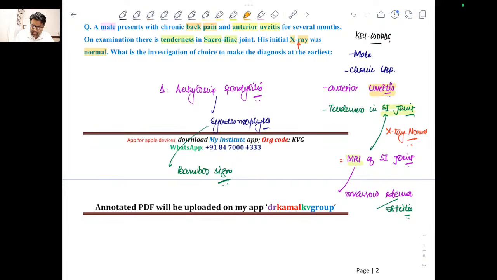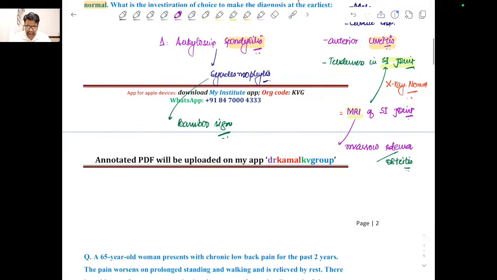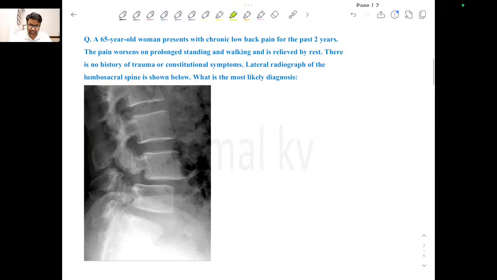And I think everyone must have understood what this condition is. This is ankylosing spondylitis, and the earliest joint to be involved is the sacroiliac joint, and that is sacroiliitis. Clear? So this is a very favorite, ankylosing spondylitis. Please read this topic in detail. Then moving forward to the next question.